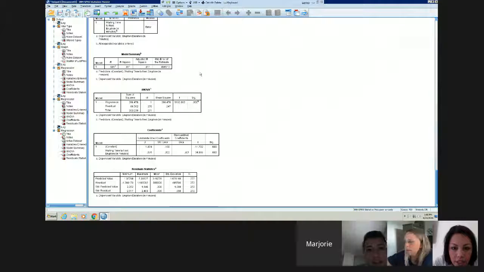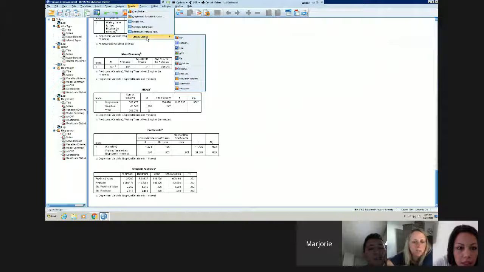Is the direction and strength between weight and duration? Oh, so we have to do a scatter plot too, I guess. But it's positive and strong because it's closest to 1, right? Oh yeah. You guys just want to do that? Yeah, let's do that.